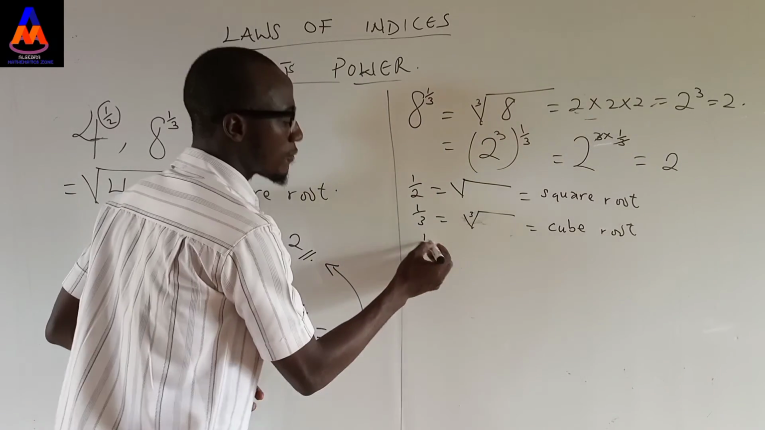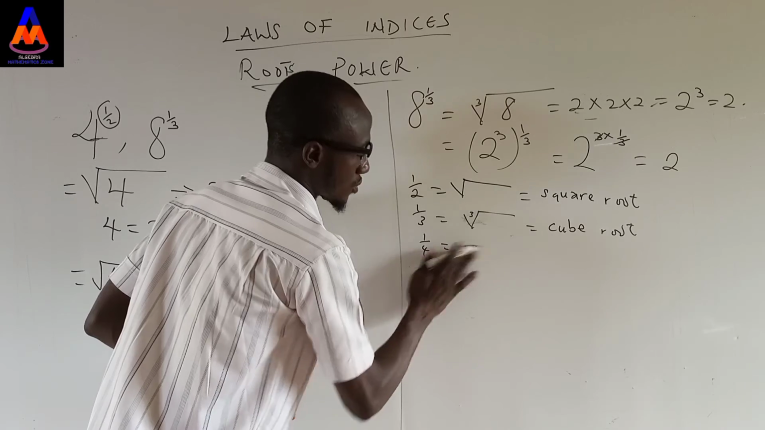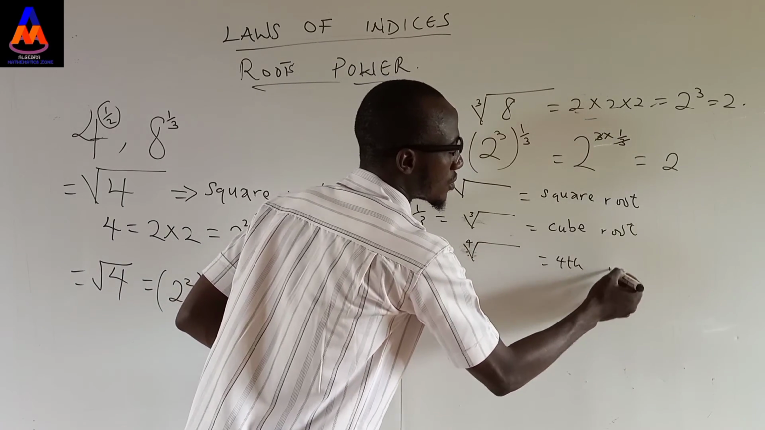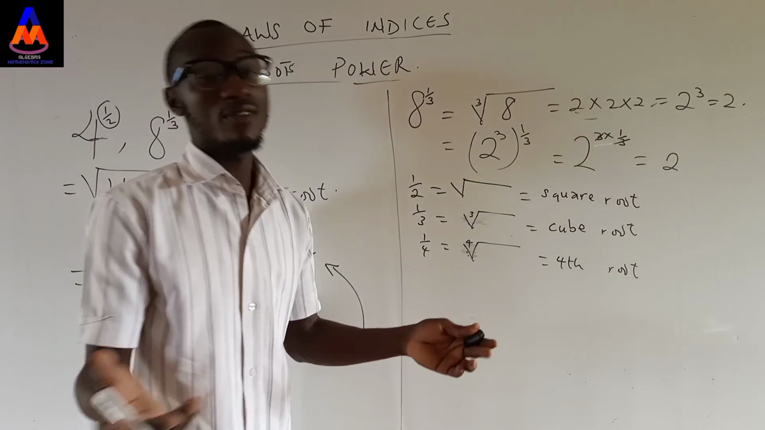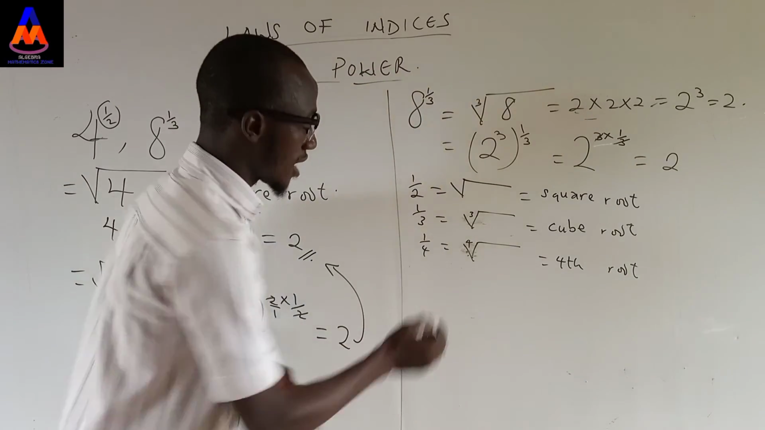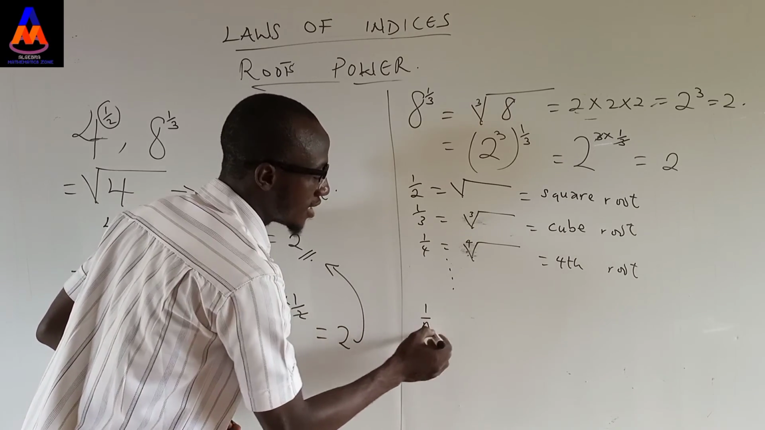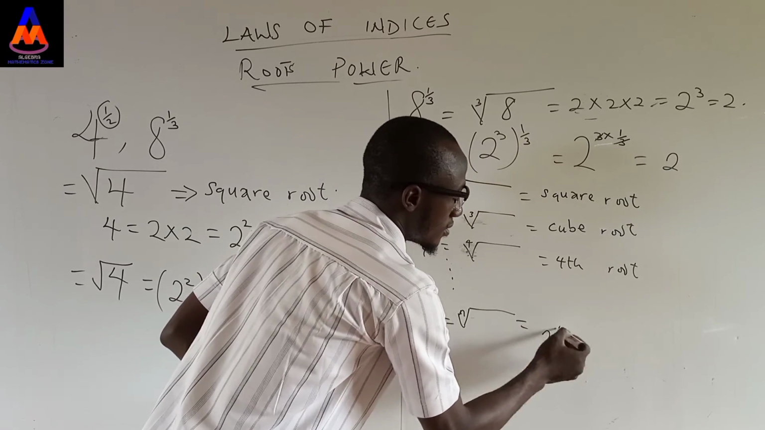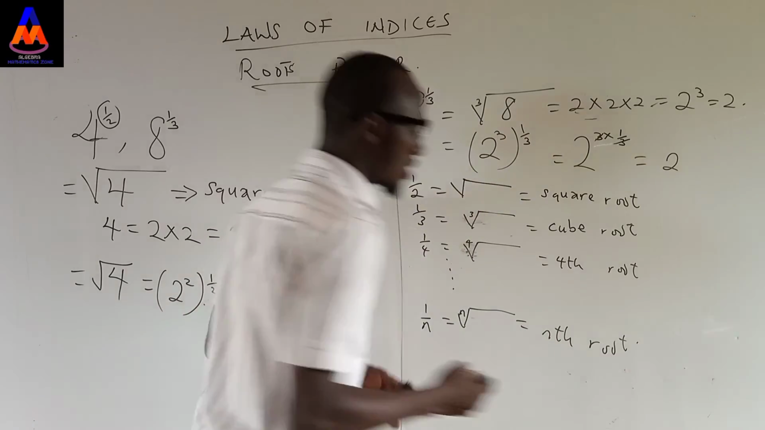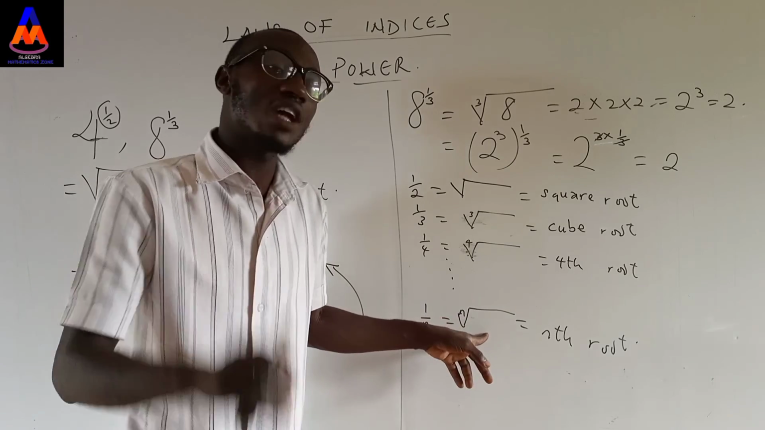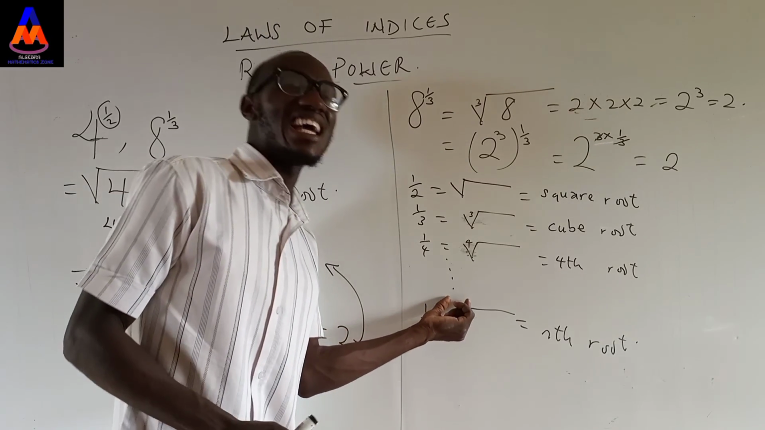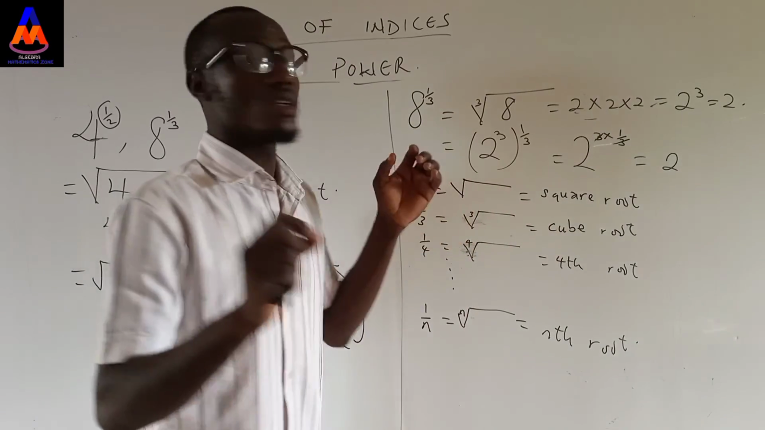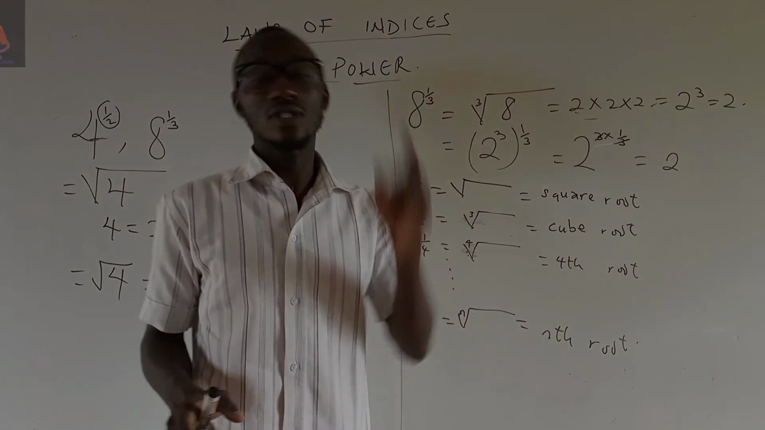If it is power 1 over 4, we call it fourth root. This is the symbol. If it is power 1 over 5, we call it fifth root, and so on. So if it is power 1 over n, mathematically we call it nth root. Simply put, it is the number of times a particular digit has to be multiplied to give you that number. So I think you get the concept, then we'll move on from there.